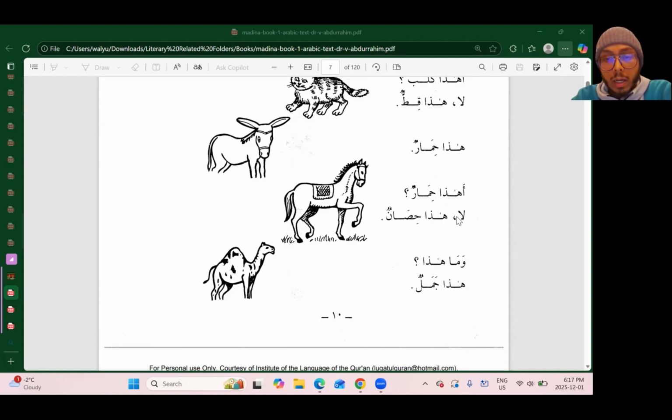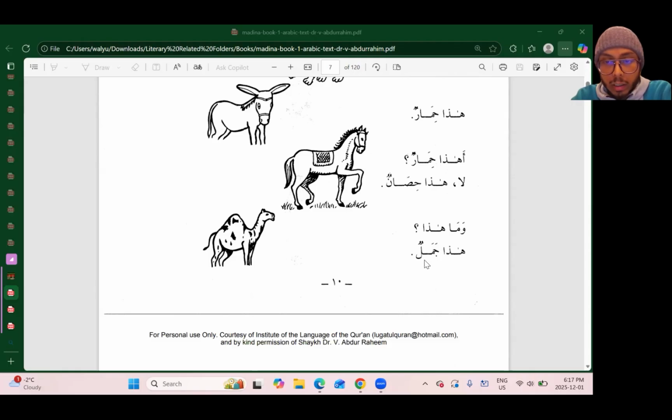لا, no. هذا حصان. This is a horse. وما هذا؟ Right, so we see that. Wow. And what is this? هذا جمل. This is a camel. More specifically, a male camel, but just generally a camel.